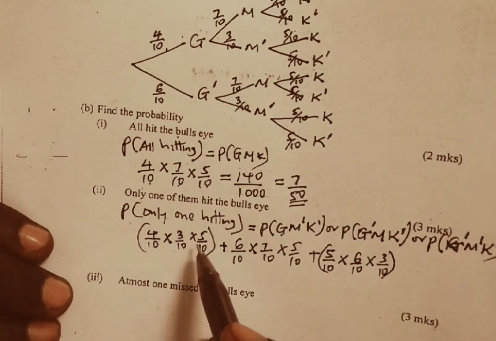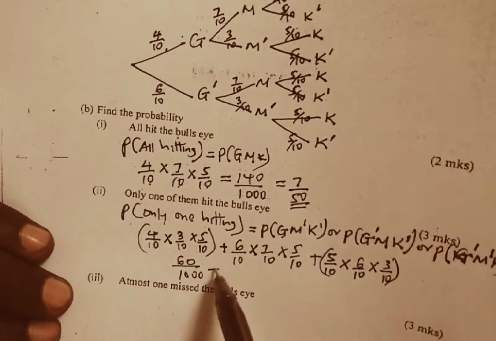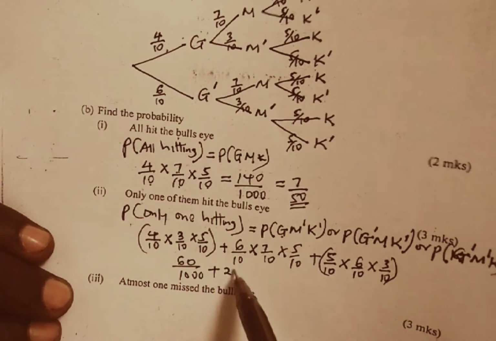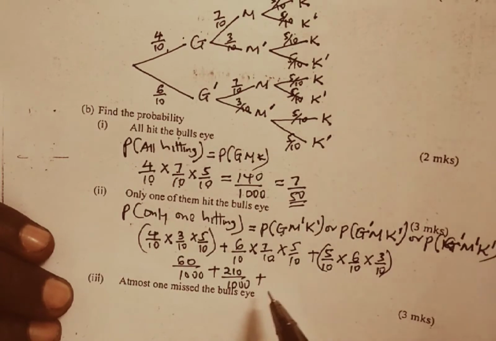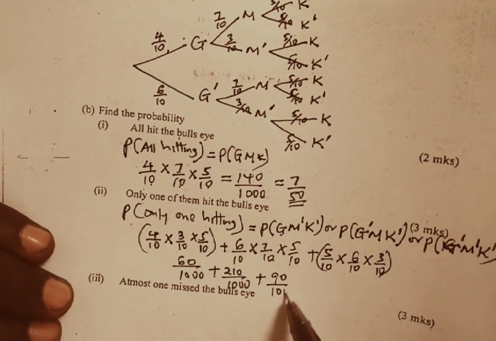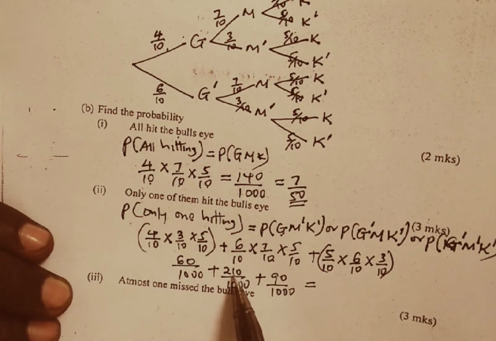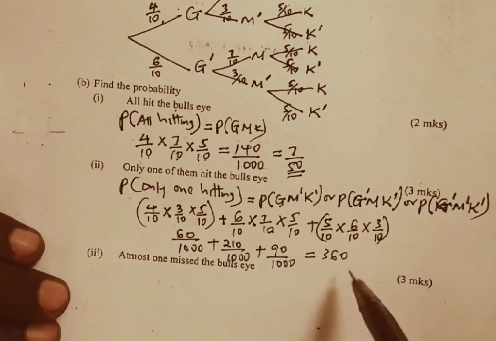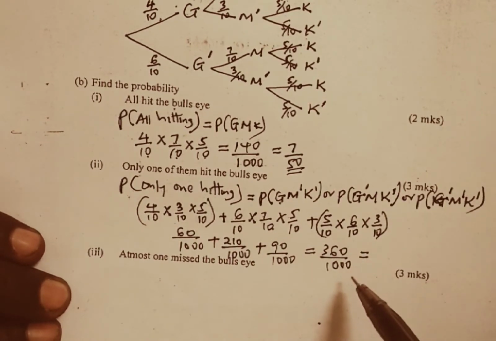4 times 3 will give us 12. 12 times 5 will give us 60 out of 1,000. We add 6 times 7 is 42. 42 times 5 you get 210. Divide by 1,000, that is 10 times 10 times 10. We add 5 times 6 is 30. 30 times 3 you get 90 out of 1,000. And if you add all the numerators, we have 60 plus 210 plus 90, which gives us 360. So if you take 360, you divide by 1,000. This one is going to give us 0.36.